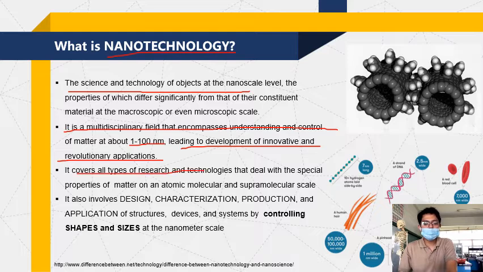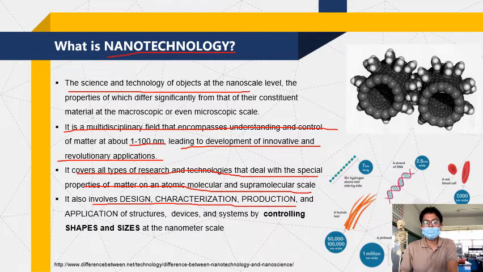So it covers all types of research and technologies that deal with special properties of matter on atomic, molecular, and supramolecular scale. And this nanotechnology also involves design, characterization, production, and application of structures, devices, and systems by controlling shapes and sizes at the nanometer scale.